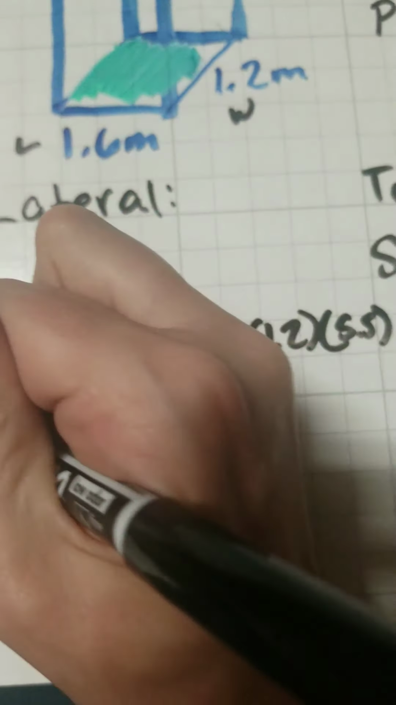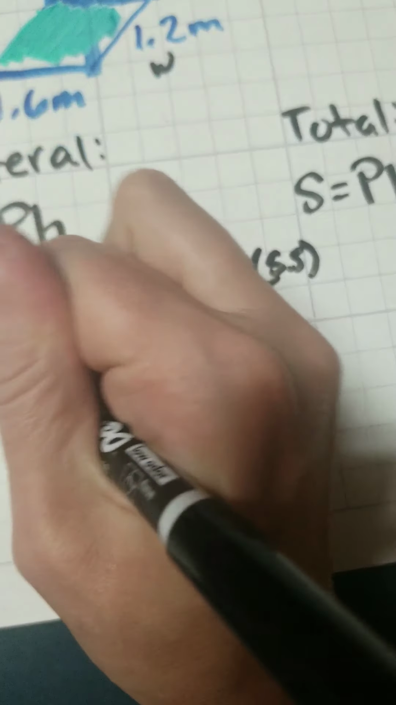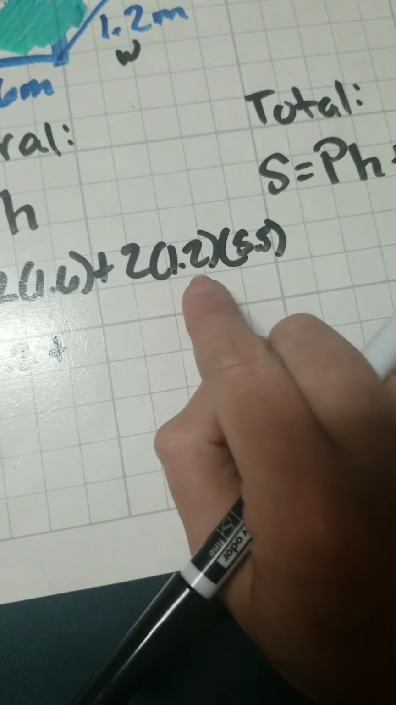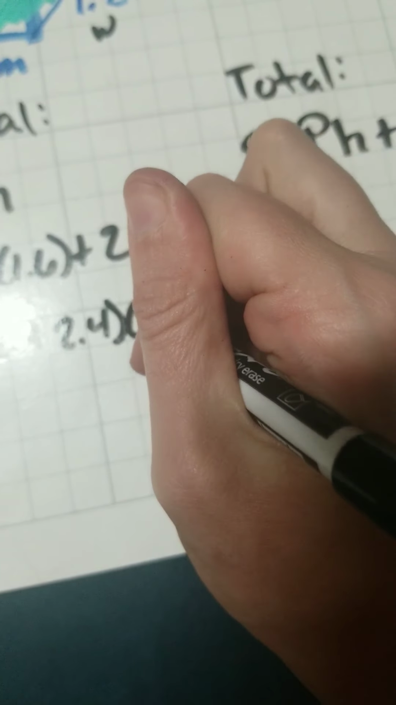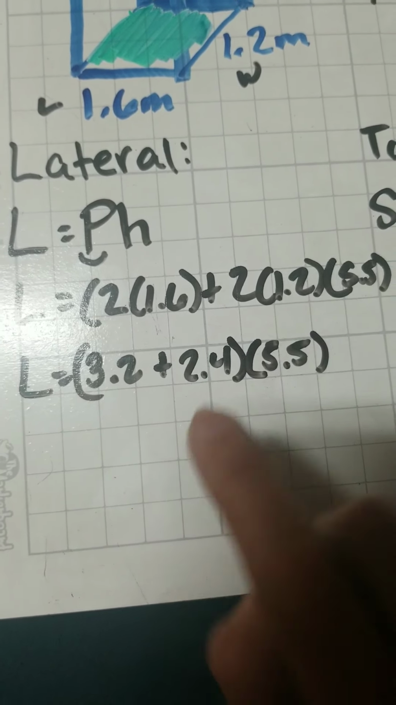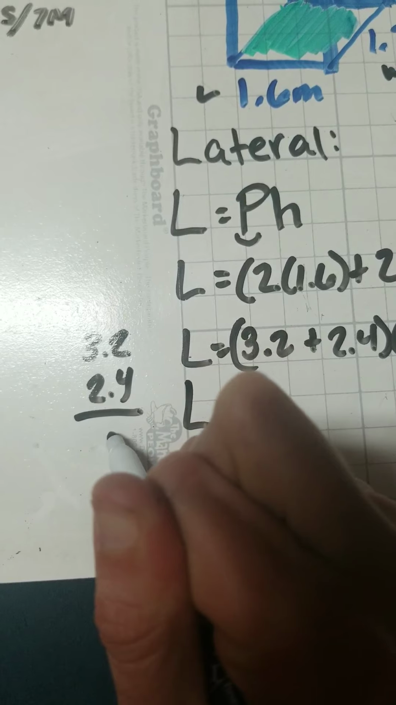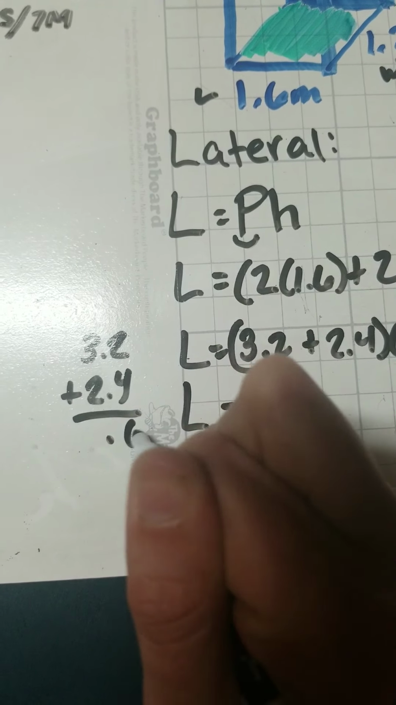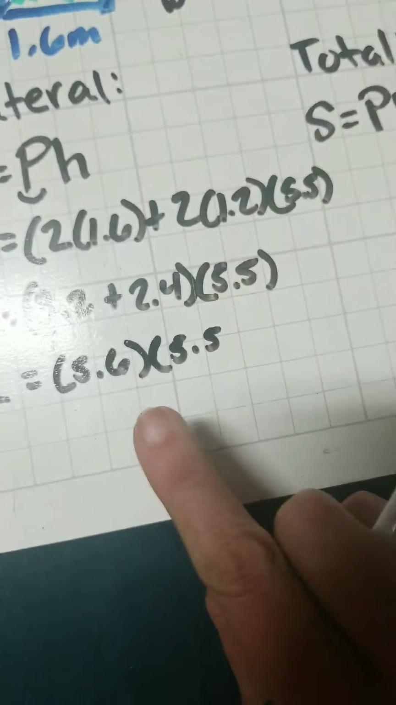Okay, so lateral surface area is 1.6 times 2 is 3.2 plus 1.2 times 2 is 2.4. Whatever I get there, I'm going to multiply by the height of the prism, which is 5.5. So 3.2 plus 2.4. If you don't know, you can line up 3.2 and 2.4. Make sure you bring that decimal straight down. 2 plus 4 is 6, and 3 plus 2 is 5. So that is 5.6. Now I'm going to do 5.6 times 5.5.